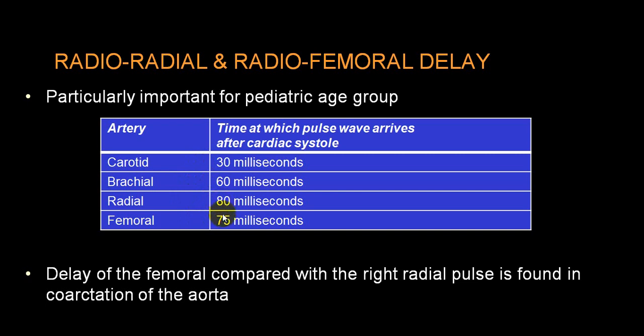Indirectly, if you see, this difference is very small. So radial and femoral come almost simultaneously. So when you compare right radial with left radial, in a normal person, both radial arteries should come simultaneously. If, say, one radial pulse is of low volume, it means in that particular artery the blood flow is diminished.